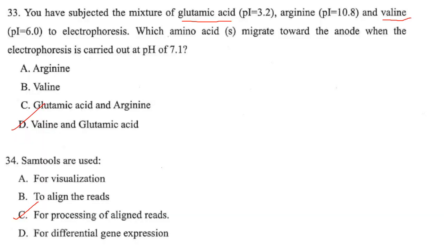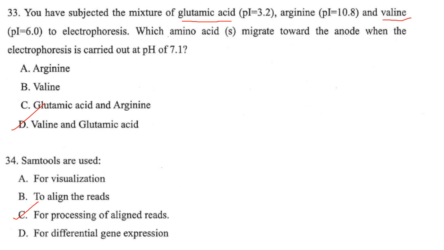Then next one. You have subjected a mixture of glutamic acid PI 3.2, arginine PI 10.8 and valine PI 6 to electrophoresis. Which amino acids migrate towards the anode when the electrophoresis is carried out at pH 7.1? So here you should know 2 things. One is that if pH is greater than PI, the amino acid will be negatively charged. And the anode is positively charged, so negatively charged amino acids migrate to the anode.